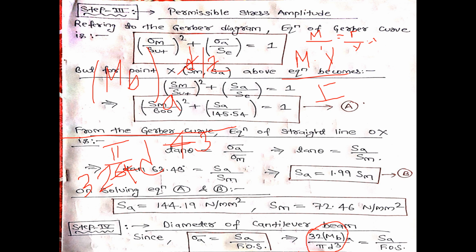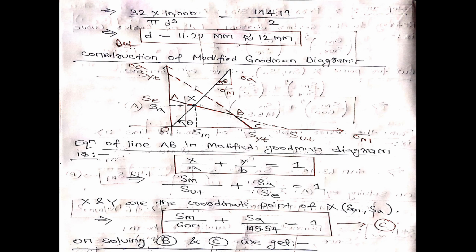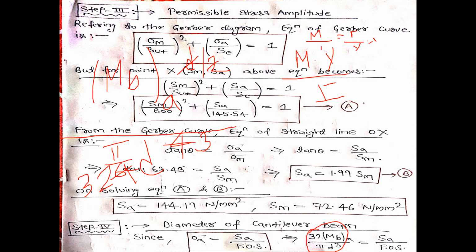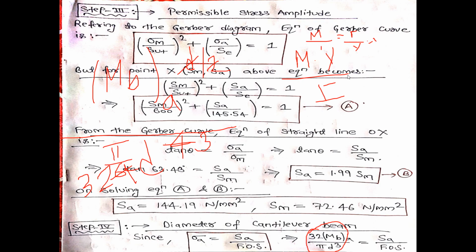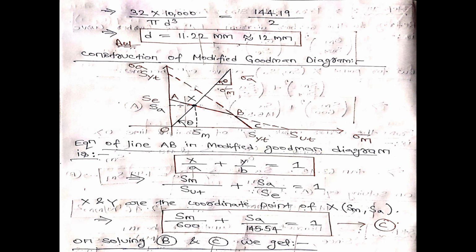SA is given, that is 144.19, divided by factor of safety, which is also given. Factor of safety is 2. 32 into MBA. MBA is alternating bending moment, which we have already calculated, that is 10,000 Newton millimeter. So 32 into 10,000 divided by pi d cube. You solve this expression, you will get the diameter of the cantilever beam, and that diameter comes out to be 11.22 mm. This is the diameter of the beam when you have taken Gerber theory into account.